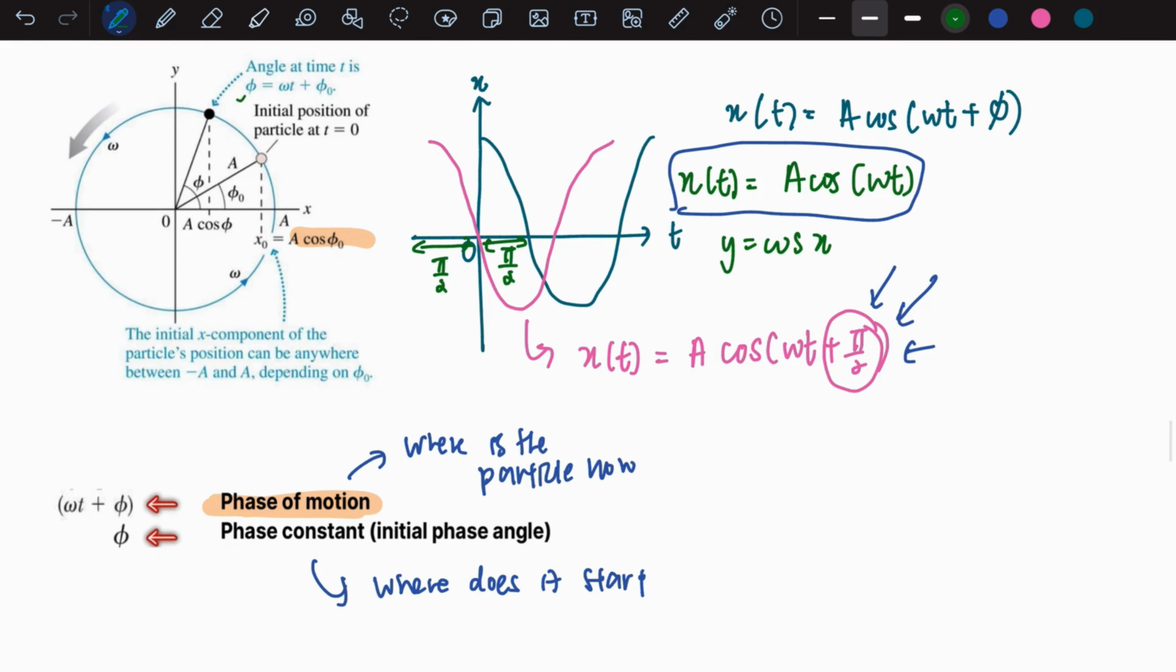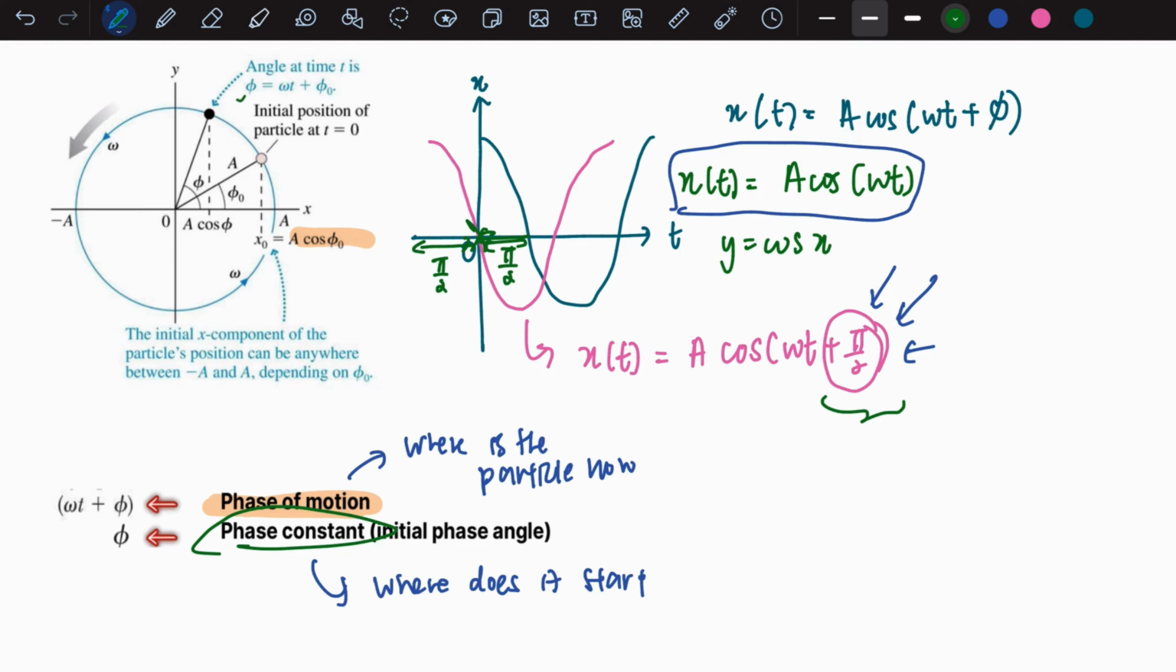So let me summarize again a little bit on the phase constant. Phase constant is how much you shift, either to the left or to the right. And after you have shifted it to the left, that means it's plus pi over 2. And now my particle is going to start at the displacement of 0, x equals 0. And since it's starting at x equals 0, in other words, we call this phase constant the initial phase angle. Initially, it has moved to the left by pi over 2.